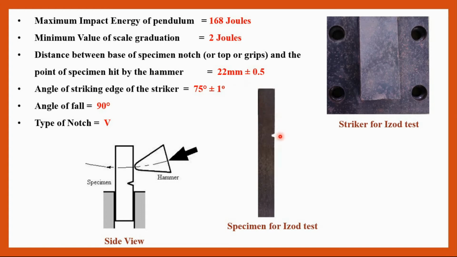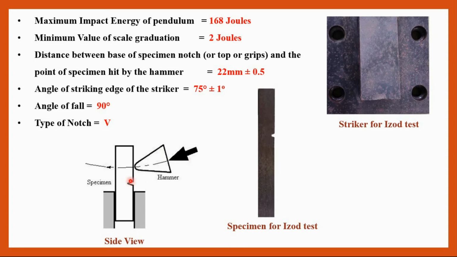Nothing but the distance from this position to this position will be 22 mm plus or minus 0.5. The angle of the striking edge of the striker is 75 degrees plus or minus 1 degree, so we have an angle for the striker also, that is 75 degrees, and the angle of fall is 90 degrees, meaning the pendulum position will be at 90 degrees. The type of notch is V notch, meaning we provided a V notch in the specimen to concentrate the stresses in a single point. The difference is we need to place the specimen in a vertical axis, and the facing of the specimen is towards the hammer striking side only.